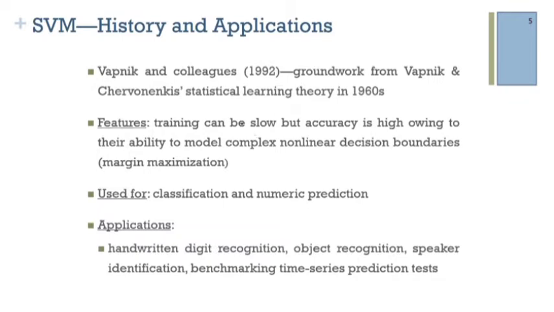Historical perspective. We say Vapnik and colleagues did groundbreaking work in statistical learning theory in the 1960s. So they brought this idea that, okay, with statistical learning theory, can we do something different? You always see Vapnik and his colleagues. They were the ones that introduced the support vector machine.